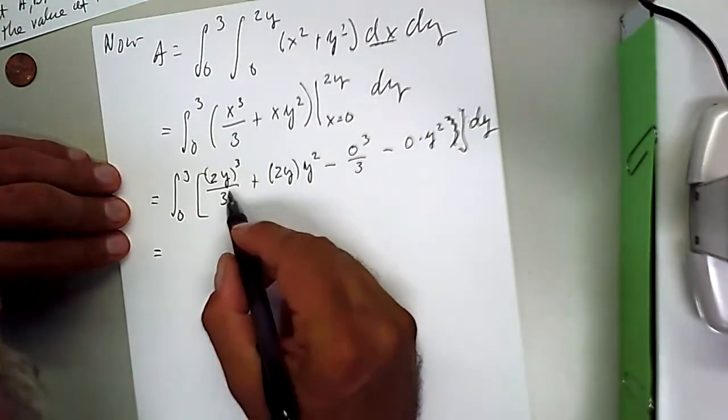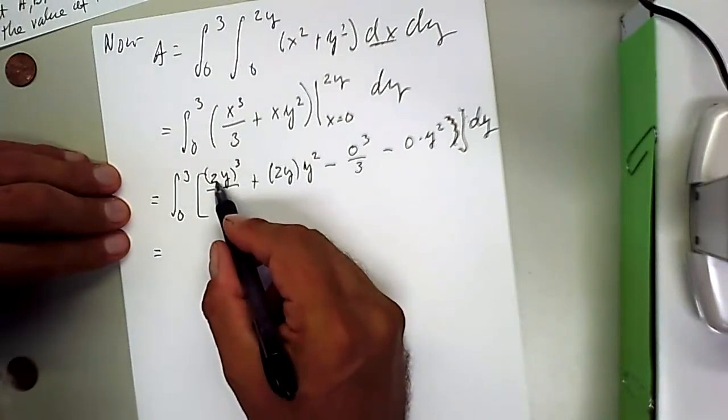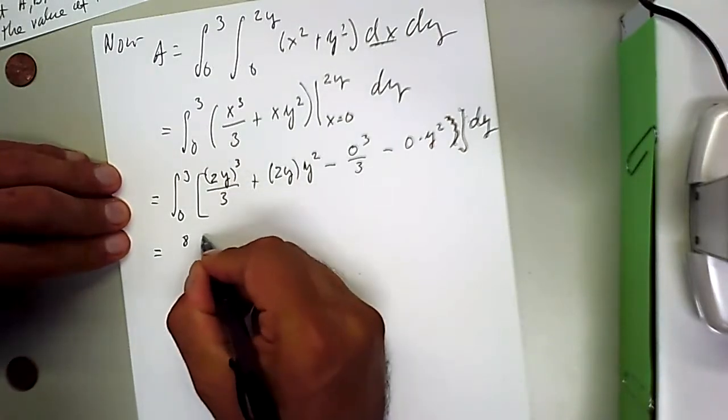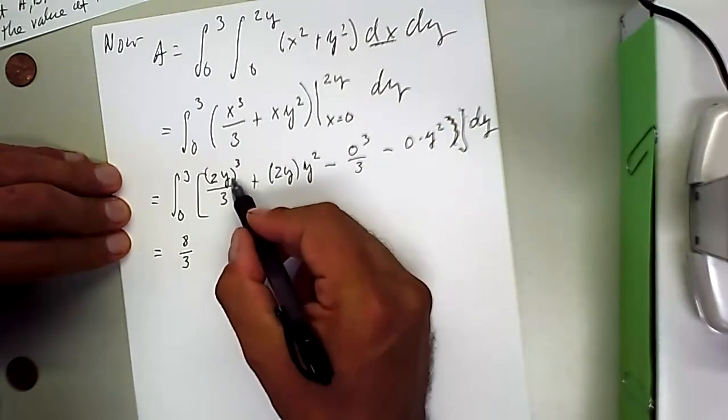All right. I'm going to do two things at once. I hope I don't get confused. So 2 cubed is going to be 8. Keep the 3 there. And then we're going to plug in.